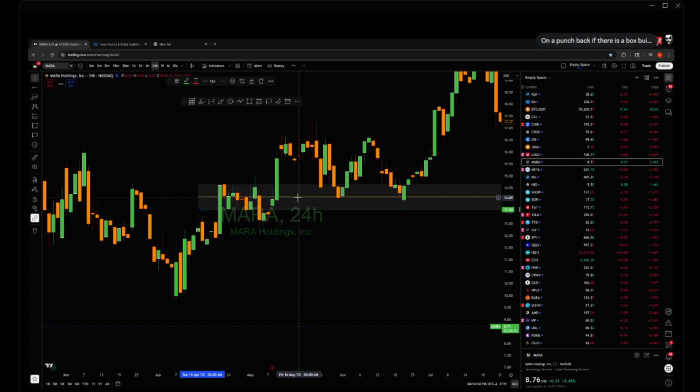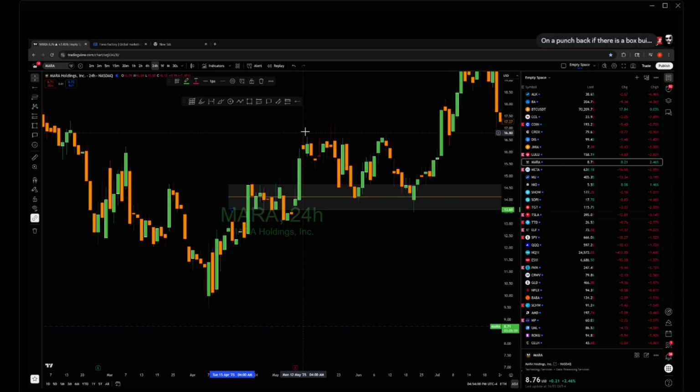And when cost basis is broken, that's when I have my eyes on what's beyond it, right? The first target here would be right up at that green candle, and that's in fact where you go. On a punchback, if there's a box built below our box setting up the punchback, could we be early on the entry?